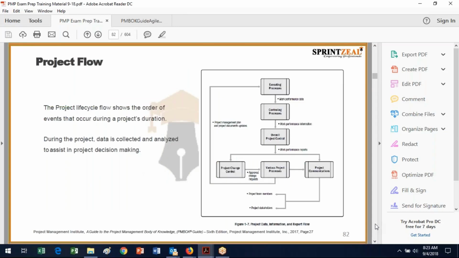So the project flow is a potential for the order of events that occur during a project's duration. And of course, all during the project, we want to collect and analyze data to make good decisions.